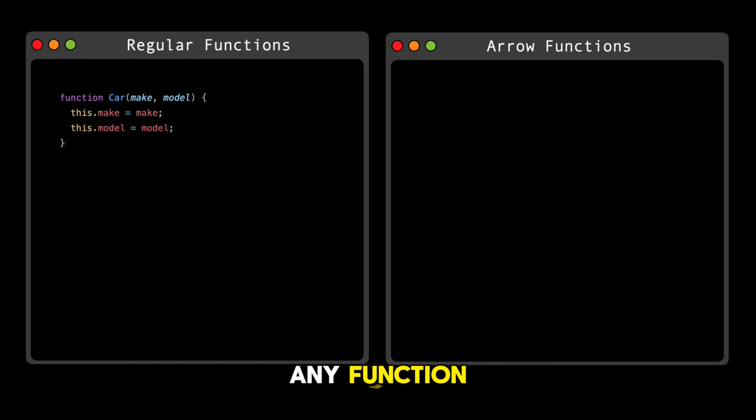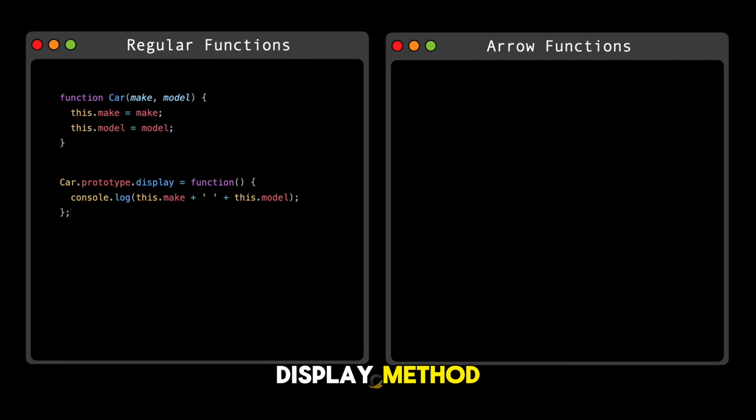This isn't just any function. It's designed to be a constructor, a blueprint for creating new objects of a particular type. In this code, Car takes two arguments, make and model, and assigns them to the new object's properties using the this keyword. We also extend the Car prototype by adding a display method.